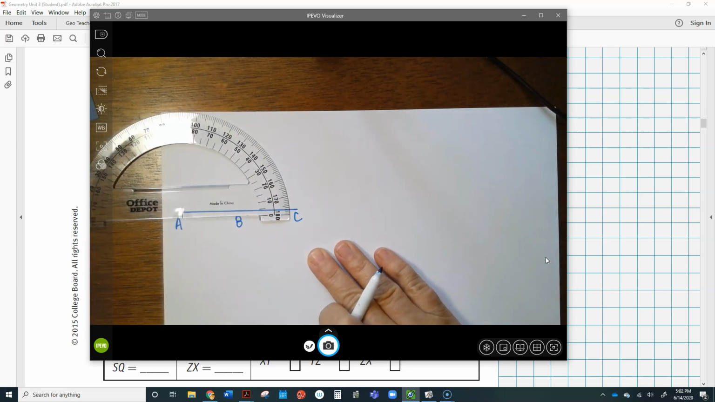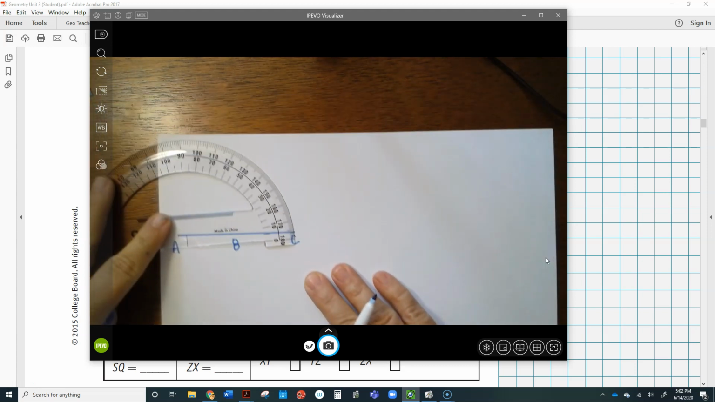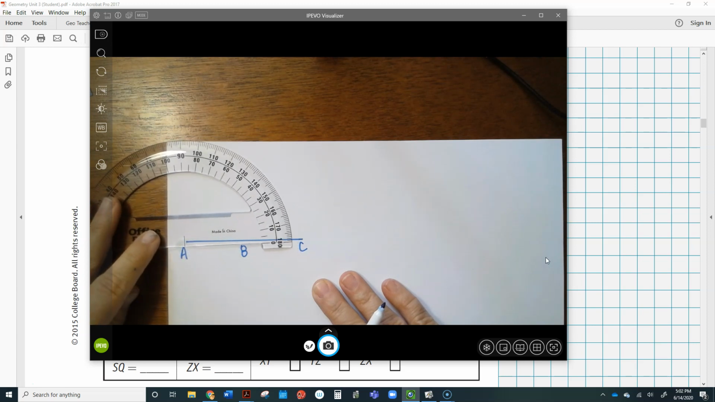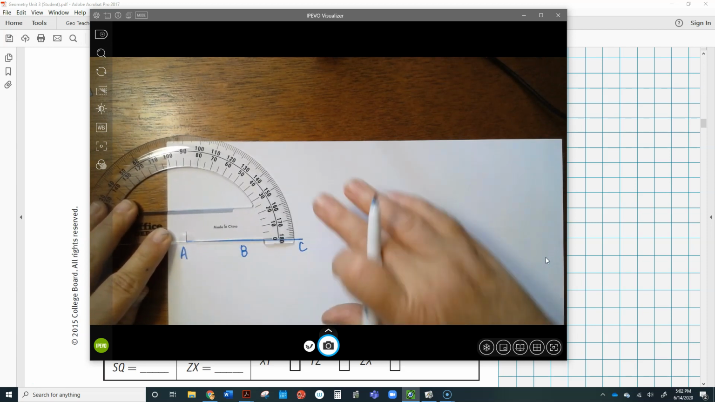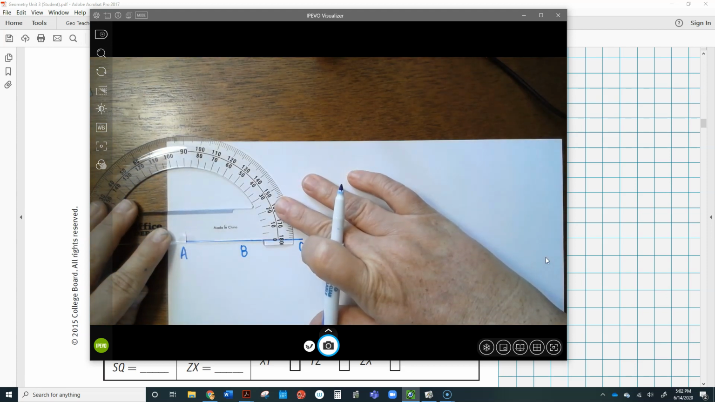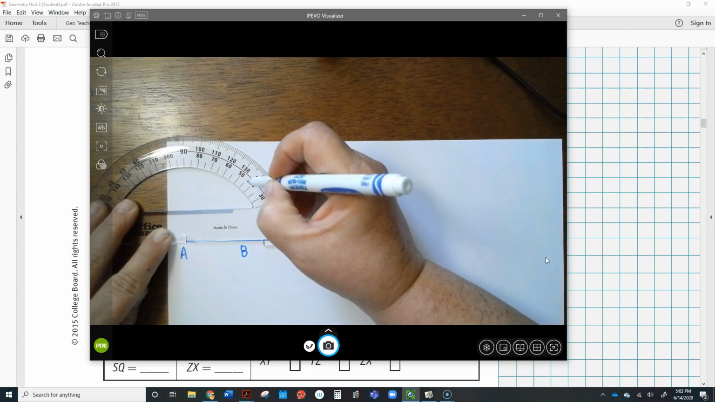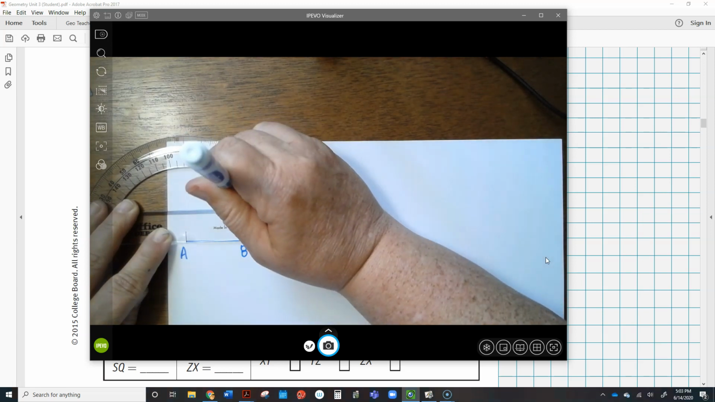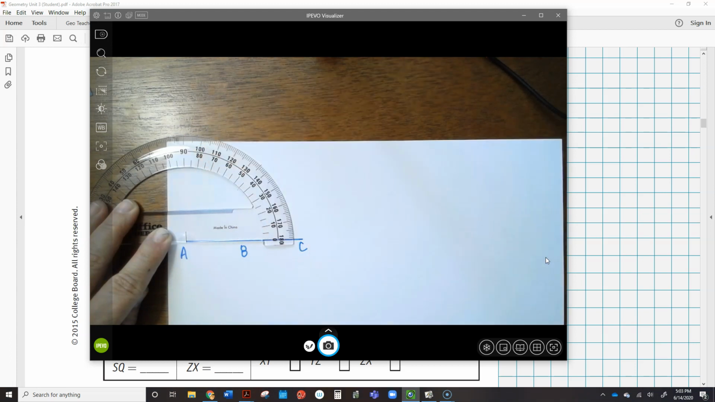I have a little bit of a glare on there. Sorry. Still have a glare. Okay, try to avoid the glare. Put the vertex at the vertex. Be sure the side is lined up. I think that lines up pretty good. Start at 0, travel around until you get to 45, and then put a mark on your paper. I'll do one on both sides.